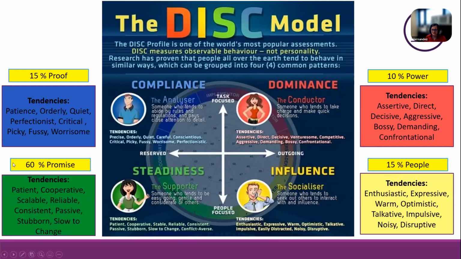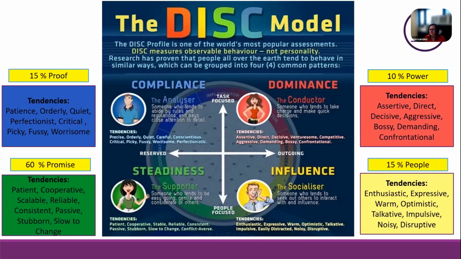So their tendencies are to be patient, cooperative, scalable, reliable, consistent, passive, a little bit stubborn, slow to change. They might have a harder time with paperwork or understanding documents or just understanding the process. They might get kind of rattled easily. That's an S. Okay. And we need S's too. I've got a couple of people on my team that are S's and they're fantastic. They're like some of the best team members that I've got.